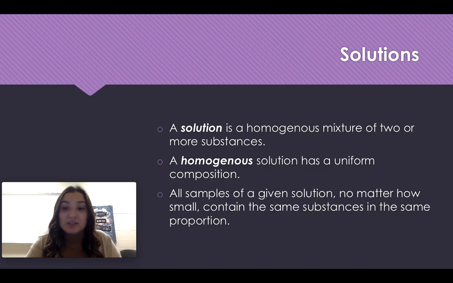And all samples of a given solution, no matter how small, contain the same substances in the same proportion. So if I made a solution of sodium chloride and I decided to split it up into a 2-liter container, a 1-liter container, a 100 ml container, and a 25 milliliter container, it is entirely the same. Just because I split it up from the original container doesn't mean any of the composition changed. All of the sodium and chloride ions are present in the same proportion regardless of the container.